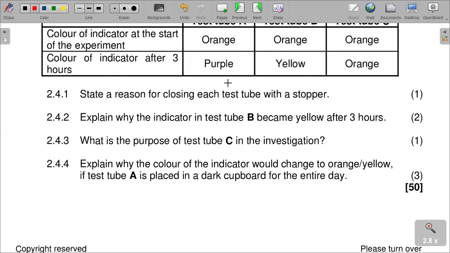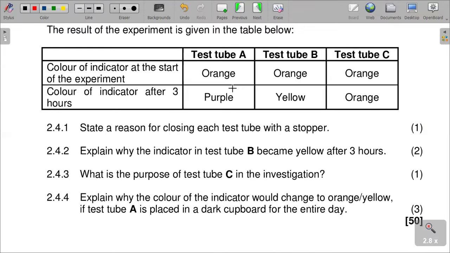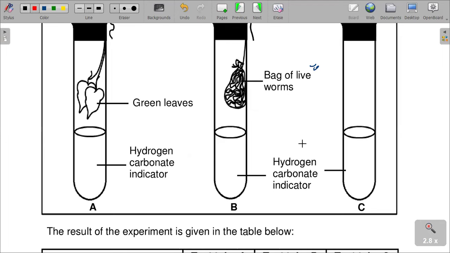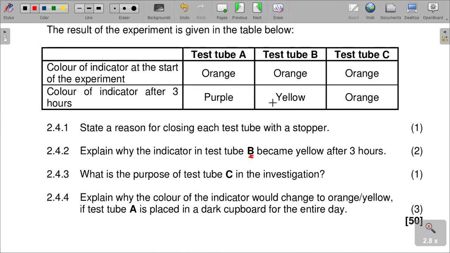And then the next question is saying, explain why the indicator in test tube B becomes yellow after 3 hours. The indicator in test tube B actually became yellow after 3 hours. As you can see there, test tube B has a bag of live worms. So it means that they are what? They are producing carbon dioxide there.